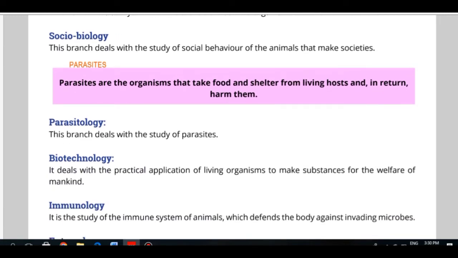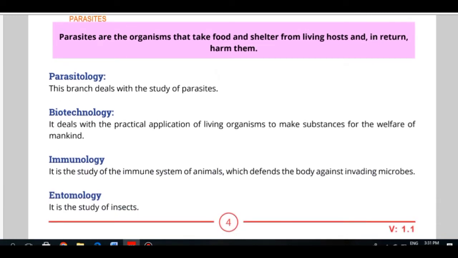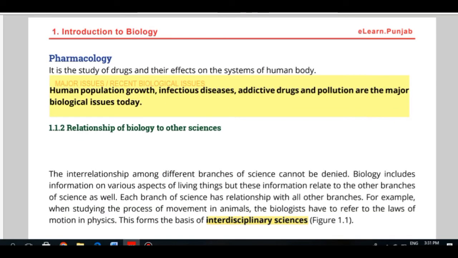Then we have the parasitology branch, which deals with the study of parasites. Biotechnology deals with the practical application of living organisms to make substances for the welfare of mankind. The next branch over here is immunology, the study of the immune system of animals, which defends the body against invading microbes. Then we have entomology. It is the study of insects. Last over here is pharmacology. Pharmacology is the study of drugs and their effects on the systems of the human body.